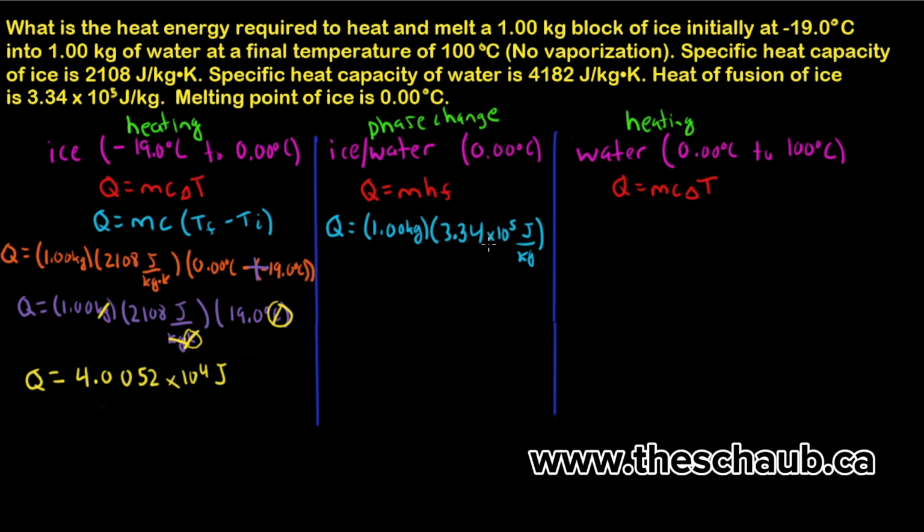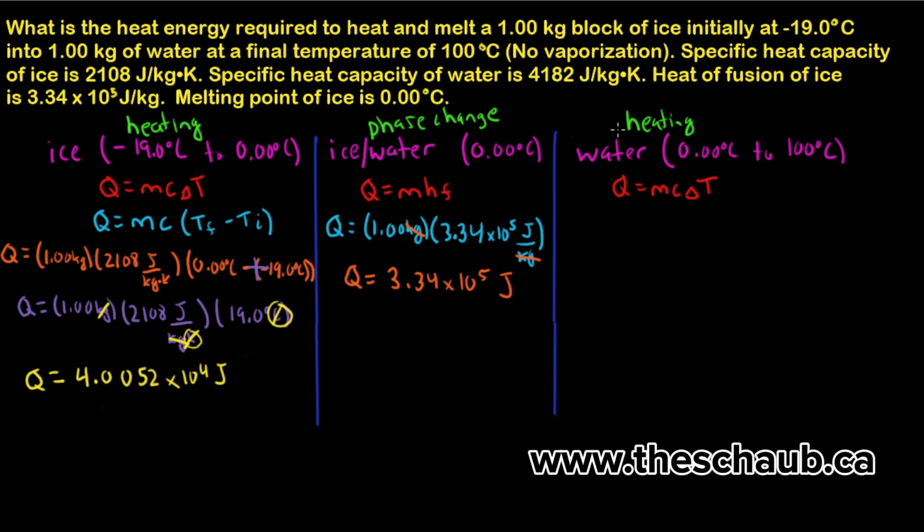Since we're just multiplying the heat of fusion of ice by 1, our final Q is just equal to the heat of fusion of ice, which is 3.34 times 10 to the 5, and our kilograms on top cancel with our kilograms on the bottom, joules. So how much heat energy is required to change 1 kilogram of ice into 1 kilogram of water at 0 degrees Celsius? 3.34 times 10 to the 5 joules.